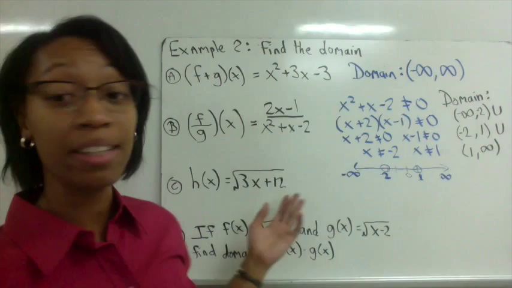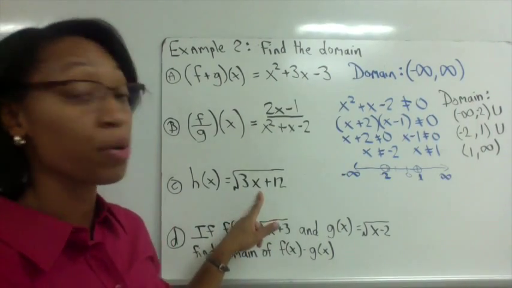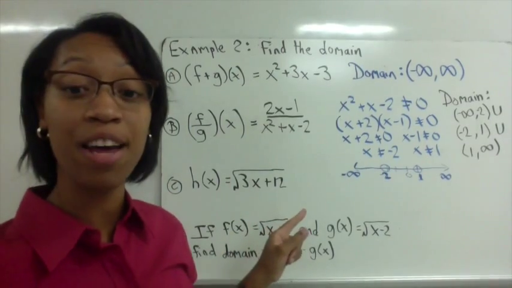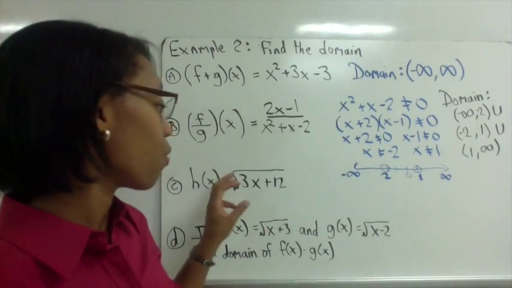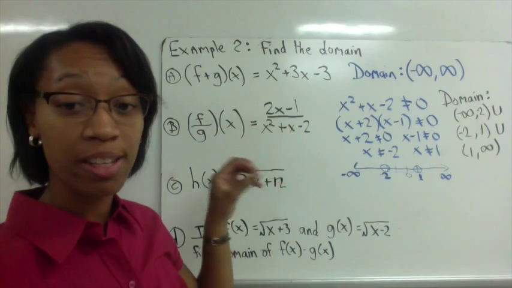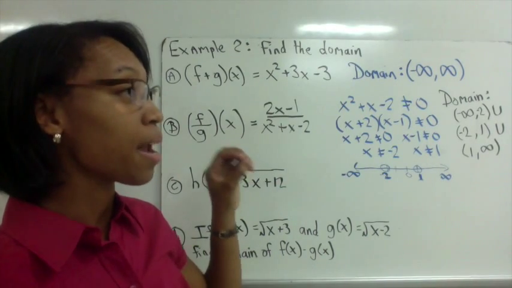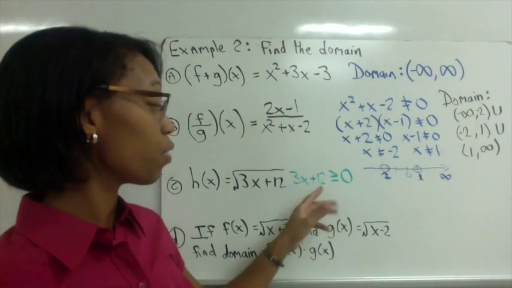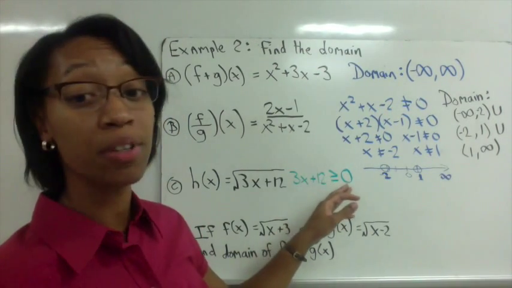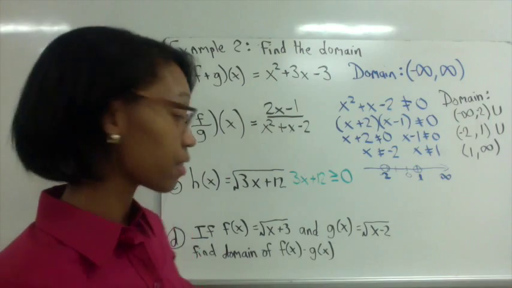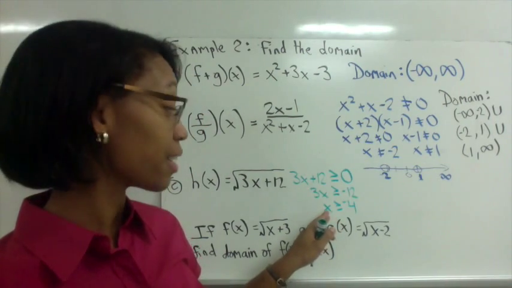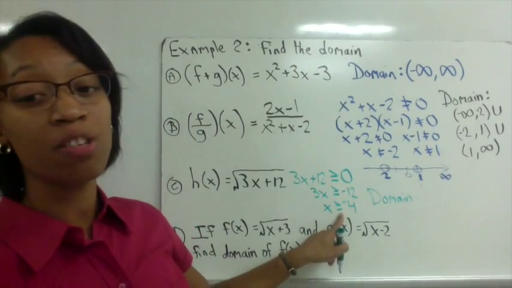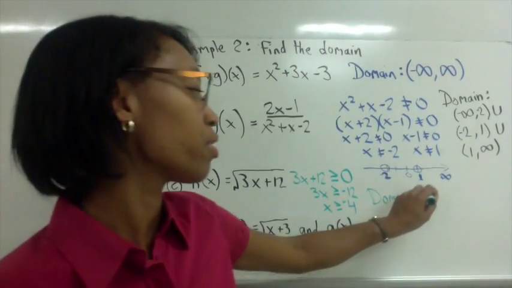All right, let's look at the next one. Since it has a square root, whenever I see a square root, I remember that I cannot have a negative value under that square root. So what I'm going to do is take the part that's under there and say it must be greater than or equal to 0. Okay, 3x plus 12 has to be greater than or equal to 0. So I solve for x, and I see that x has to be greater than or equal to -4. And it can also be equal to negative 4, so I'm going to use a square bracket.